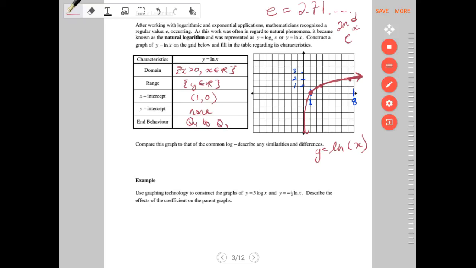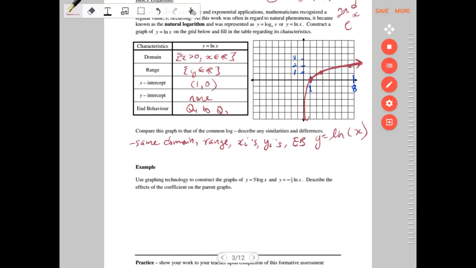All right, so what are the similarities? Well, pretty much all the same. So we have same domain, same range, same x-intercepts, same y-intercepts, same end behavior. Okay, so it looks like it's all the same. Slightly different graph just in that it's a little further from the x-axis than log base 10 of x is.